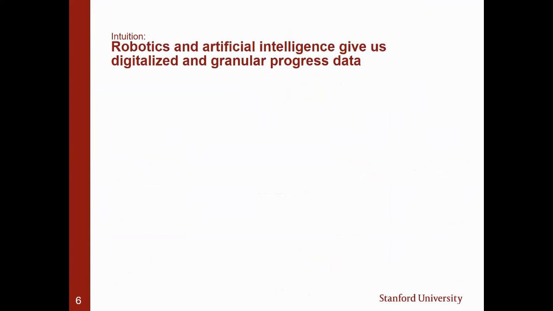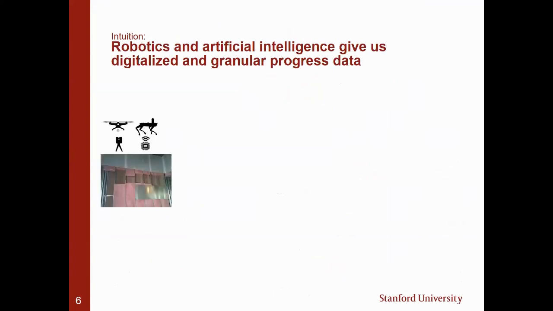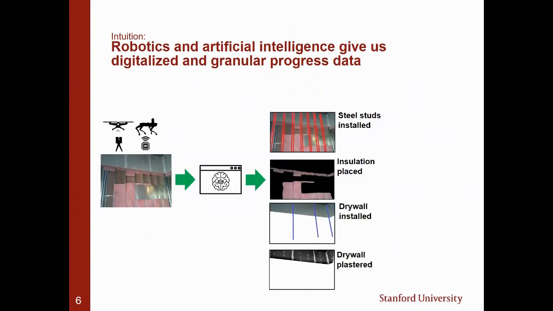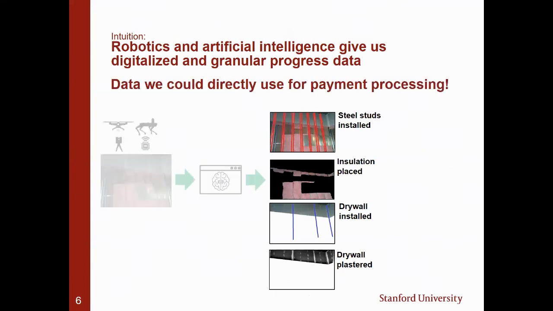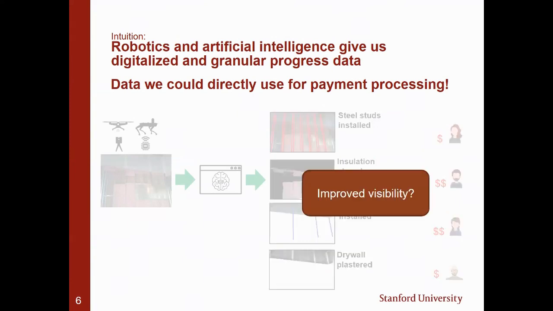So one of the things I knew going into my PhD is that today we have very digitalized and granular progress data. In my master's research, for example, I used robotics and artificial intelligence to identify different scopes of work constructed. So the question I was asking is, if we have that granular data, why is it that we cannot directly use this data to pay different trades? Why is it that we cannot go from here to here? Because you would assume if we go from granular progress data to payments, maybe we can improve visibility.